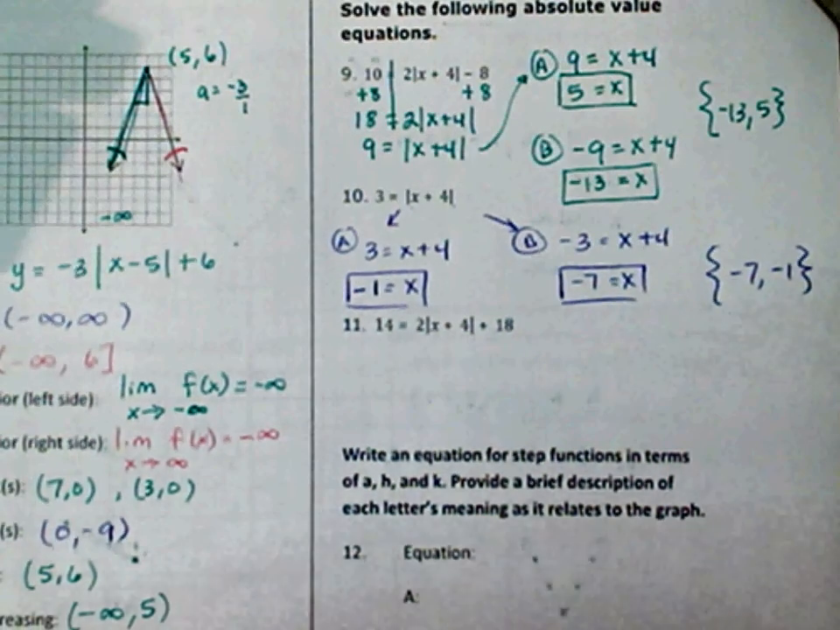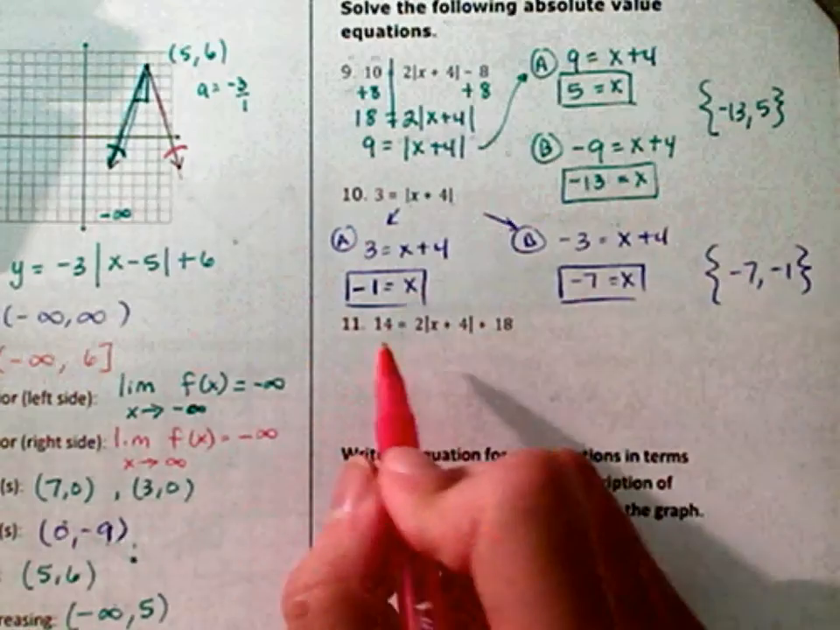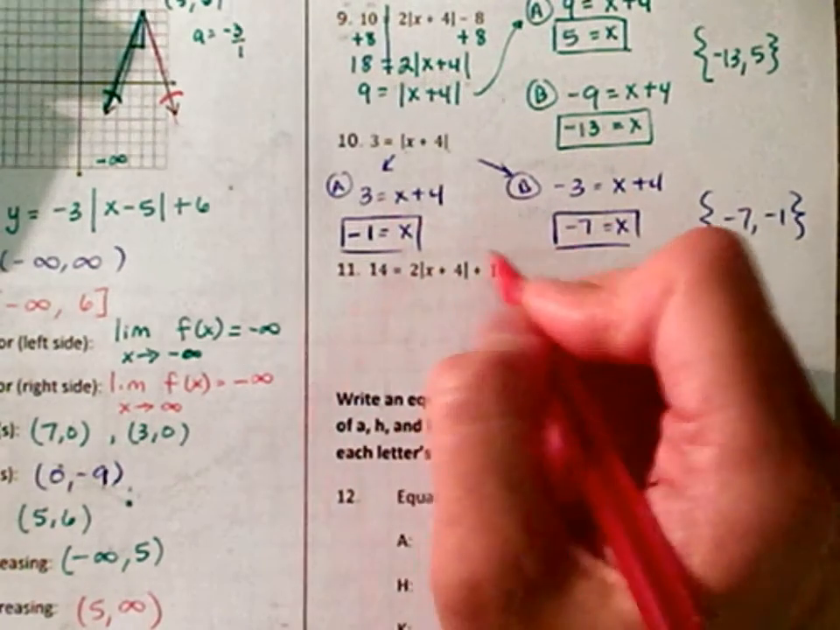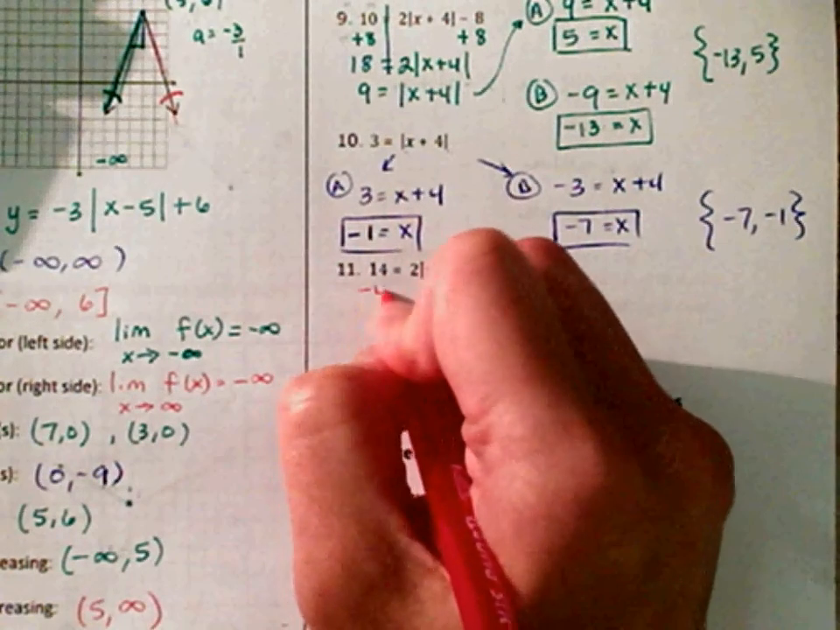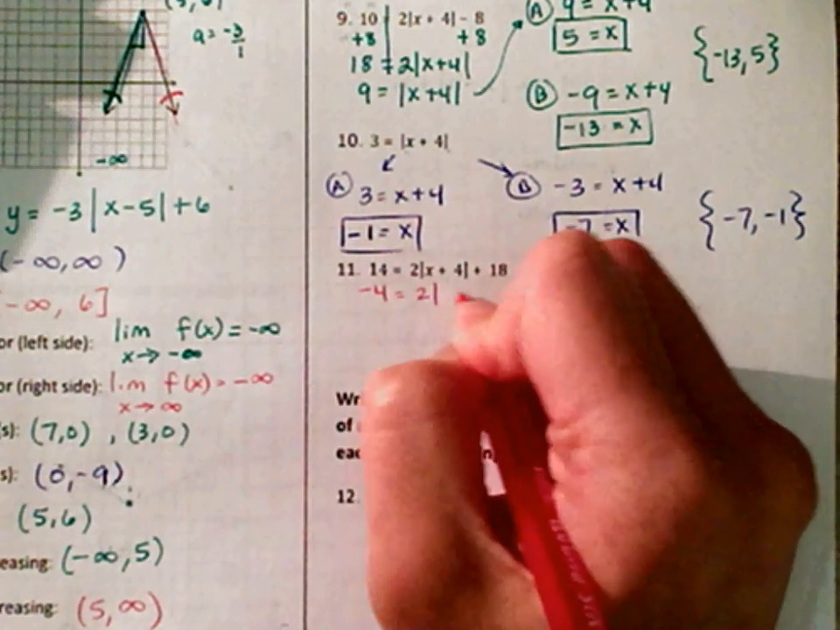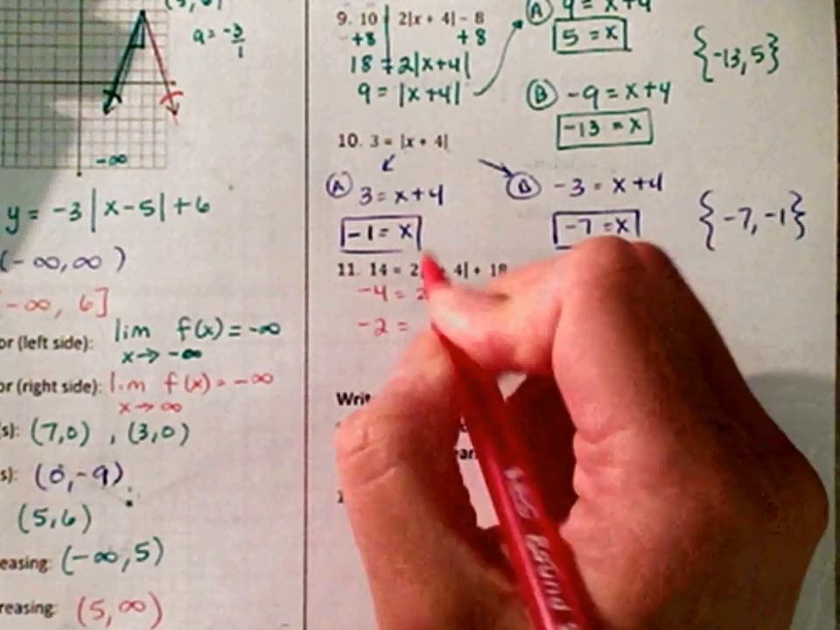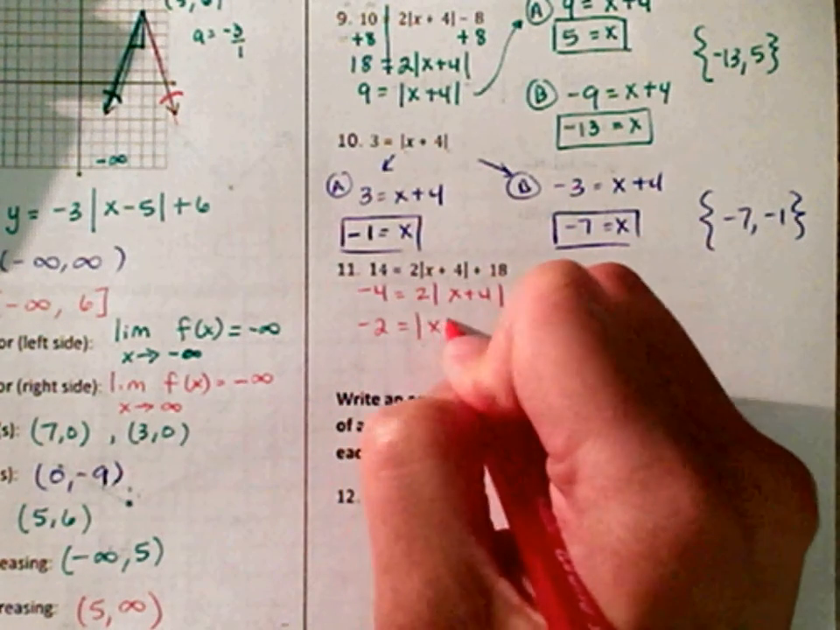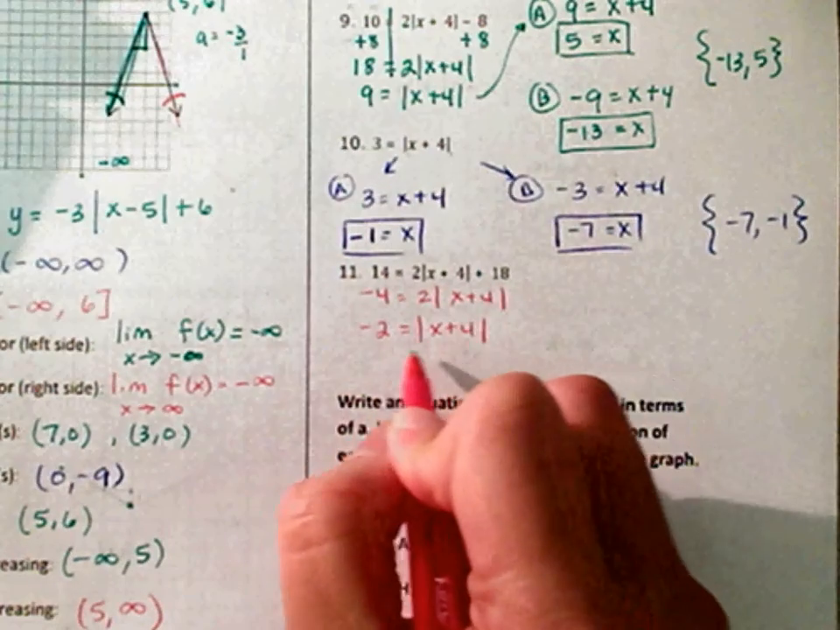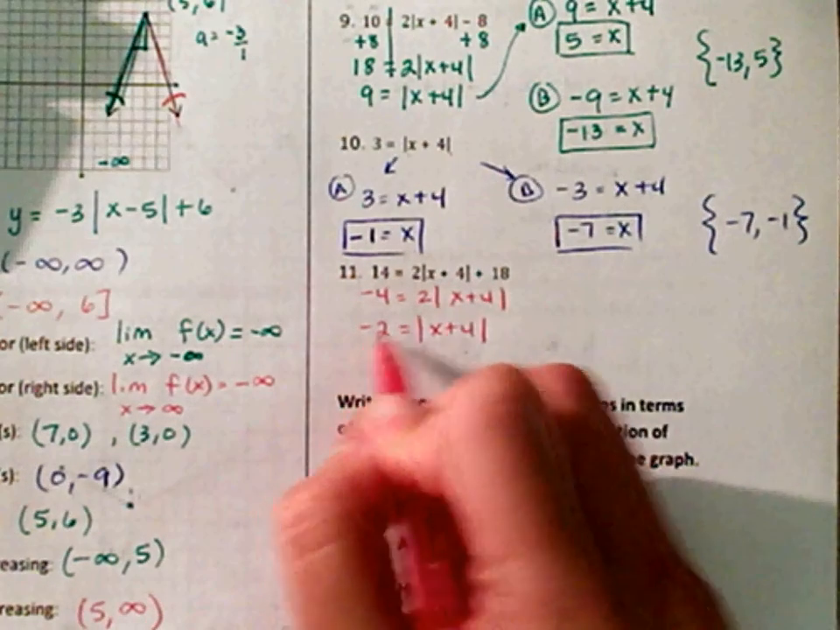Number 11, same thing. Subtract 18, so you have negative 4 is equal to 2 absolute value of x plus 4. Divide by 2. So you have negative 2 equals absolute value of x plus 4. Absolute value is always positive. It's never negative. You will have no solution. Okay?